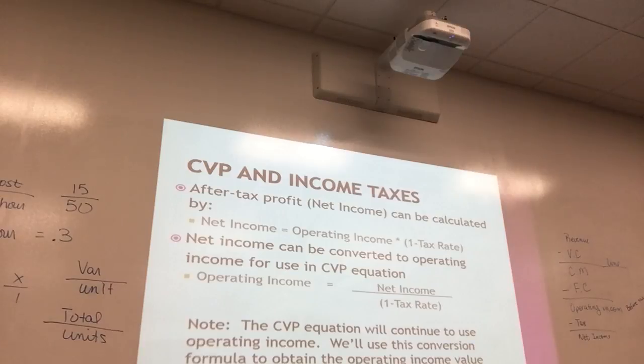Now, in the CVP analysis, we're going to be using the operating income. And there might be a couple of questions talking about, what's the tax rate, what is the net income, where you'll have to figure this out, but other than that.